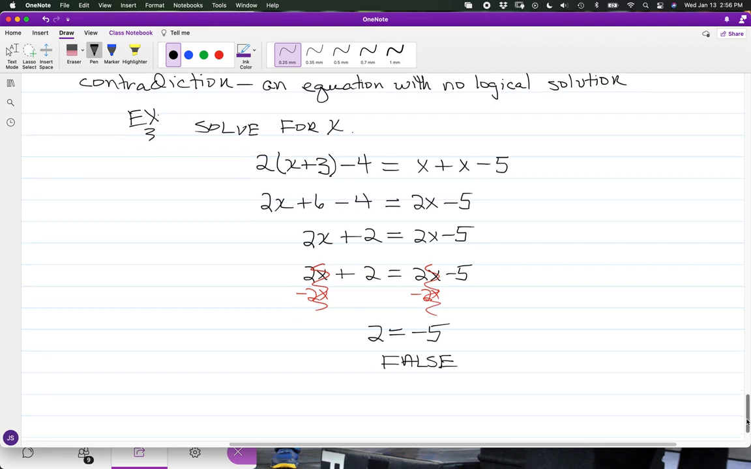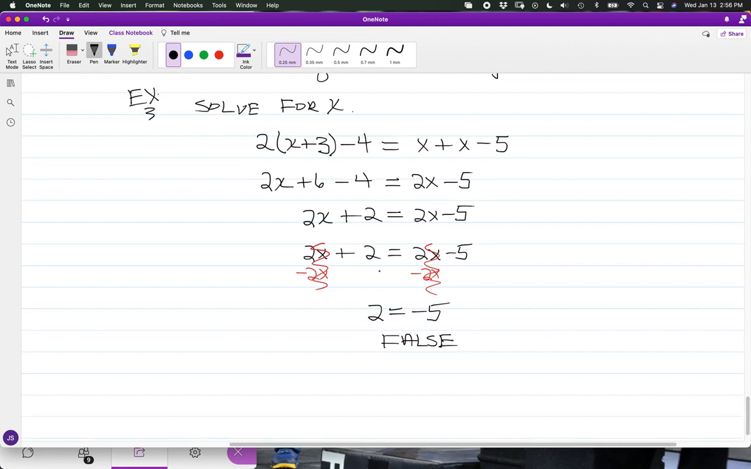And so, since there's nothing in x, positive, negative, or 0, that can make both sides of this equation equal to each other, in effect we have no solution. And again, this is a case of a contradiction.